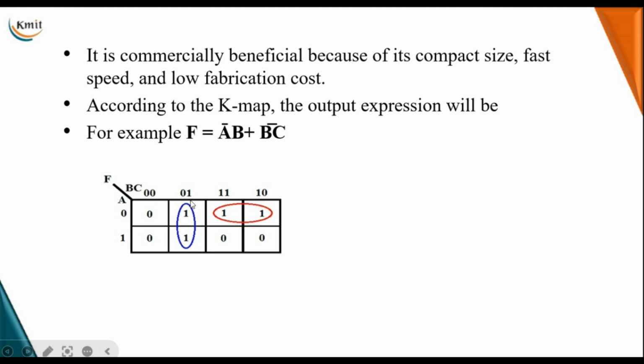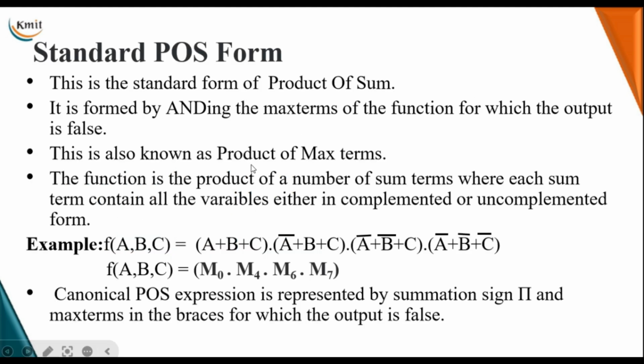So now, upon grouping the minterms, we get the minimal expression, which is f is equal to a bar b or b bar c. How we are getting this final minimal expression, we are going to learn in unit 3.